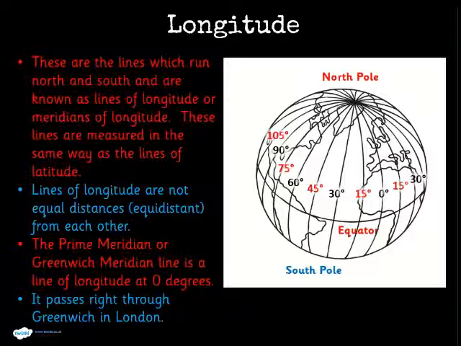These lines are measured in the same way as the lines of latitude. Lines of longitude are not equal distances from each other. The prime meridian or Greenwich meridian line is the line of longitude at 0 degrees. It passes right through Greenwich in London. That's why it's called the Greenwich meridian. Remember, it's the only line at 0 degrees.